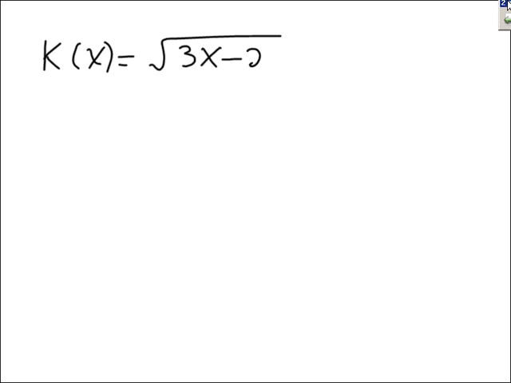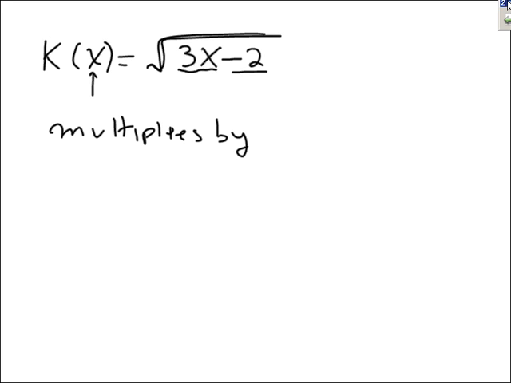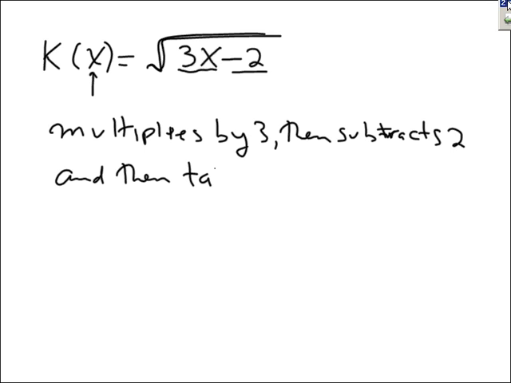If you're given that the name of another function is k of x, and this is equal to the square root of 3x minus 2, what does k do to what's in the brackets? Well, it multiplies it by 3, and then it takes away 2. And then it takes the square root of that. It multiplies what's in the bracket by 3, then it subtracts 2, and then takes the square root.